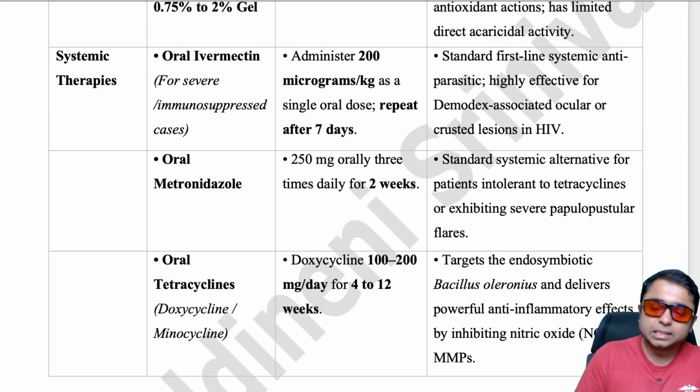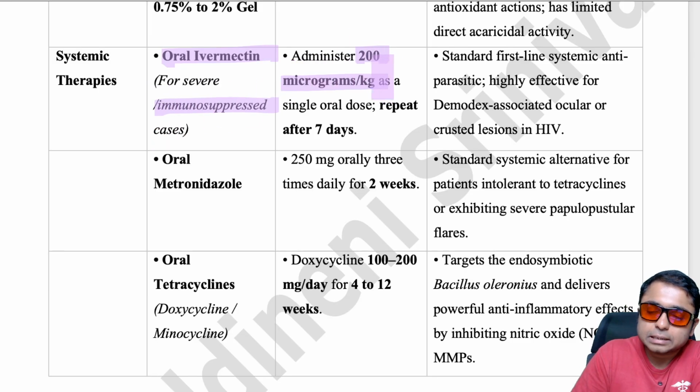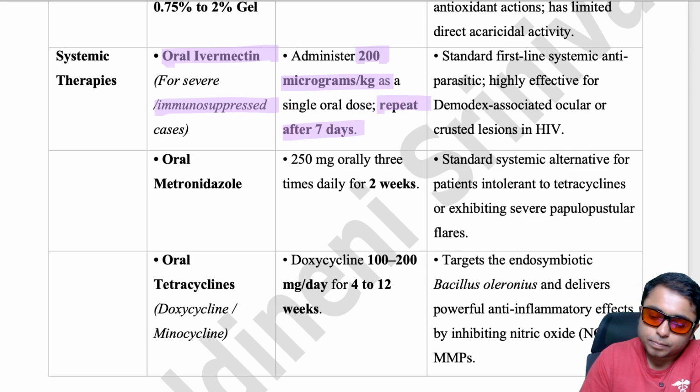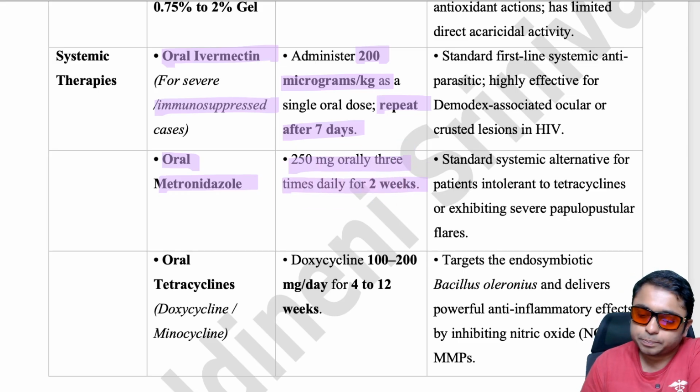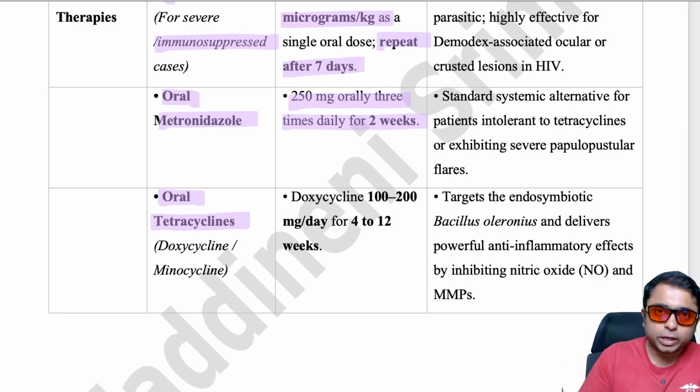And systemic agents which we can use are importantly oral Ivermectin. In the case of severe immunocompromised states, we can use this as a dose of 200 micrograms per kg. So it comes around to 12 mg in a 60 kg individual. It should be repeated after 1 week, right? Oral metronidazole can also be used 250 mg orally 3 times daily for a period of 2 weeks. Oral tetracycline. So now this is very interesting. Even in the rosacea also we use this, isn't it? In the demodicosis also it is used.